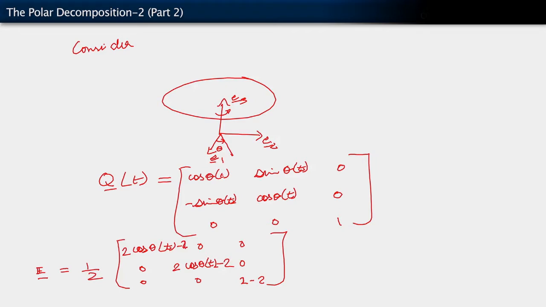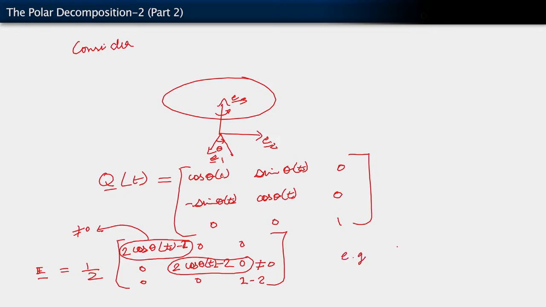Now, as theta evolves, it's not difficult to see that as theta departs from 0, both the diagonal terms in the 1,1 and 2,2 positions turn out to be very non-zero. If you have an angle of theta equals pi by 4, that turns out to be of the order of √2 minus 2. Example.